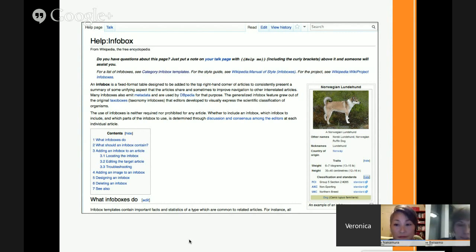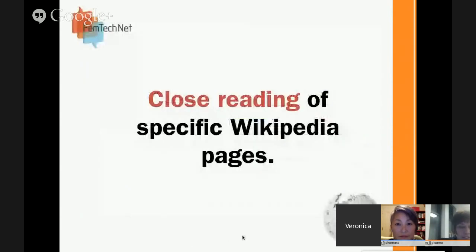Then what I do, and what we did in our class, was after you do an expert reading of how Wikipedia pages are structured, I then embarked on what I understand to be a close reading of specific Wikipedia pages. And here's just some examples of the kind of close reading that I might do.